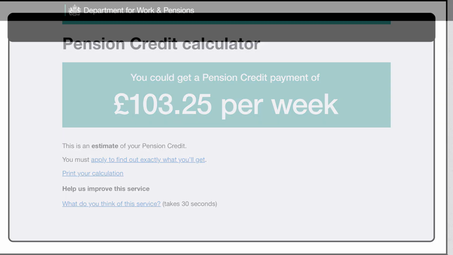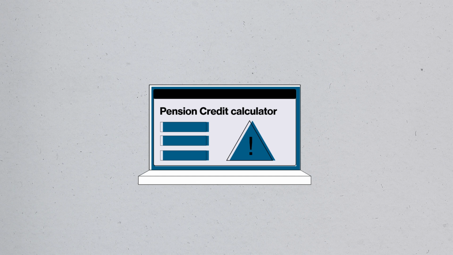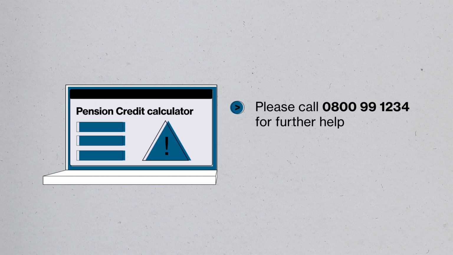We hope that you now have a good understanding of how to complete the pension credit calculator. You may find that the calculator will not be able to give you an estimate due to your circumstances. In this case, please call 0800 99 1234 for further help.